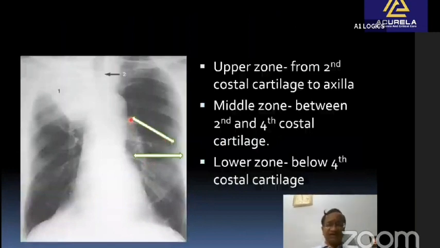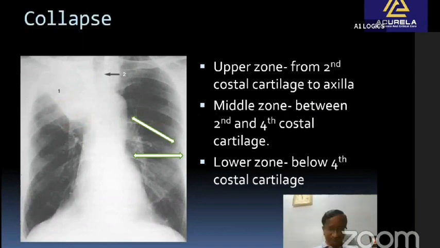Now you see, I have already told, fourth is the upper zone, mid zone, lower zone. Now this is in the upper zone. Upper zone, now we can see a homogeneous shadow. The trachea is slightly pulled, maybe the pull of the trachea may be collapse. The possible collapse of the lung.